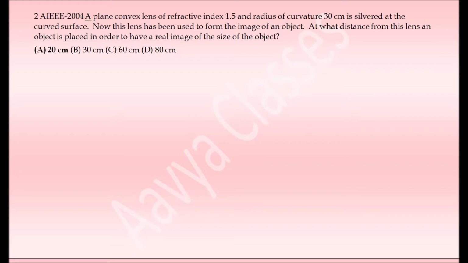At what distance from this lens should an object be placed in order to have a real image of the size of the object? So the image formed is a real image, and the size of the image will be the size of the object. So clearly the object must be placed at the radius of curvature. So the curved surface is silvered. So this will be the figure, and the curved surface will be silvered, and this is the equivalent mirror. So we will have to calculate the focal length of the equivalent mirror, and the object must be placed at twice the focal length of the equivalent mirror.